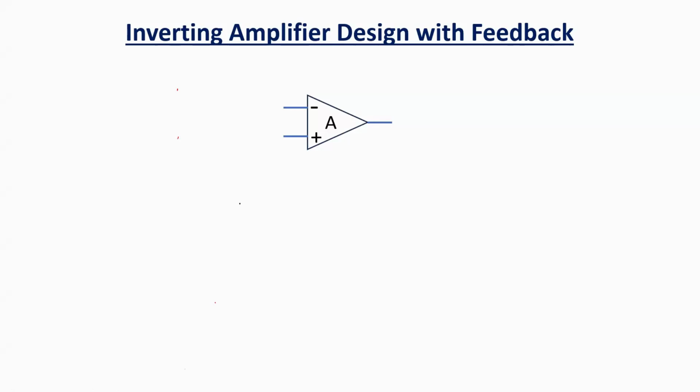Today, we are going to discuss the inverting amplifier design with feedback. So, what are the parameters that we are going to discuss about the inverting amplifier? The first and foremost thing is the closed loop gain.